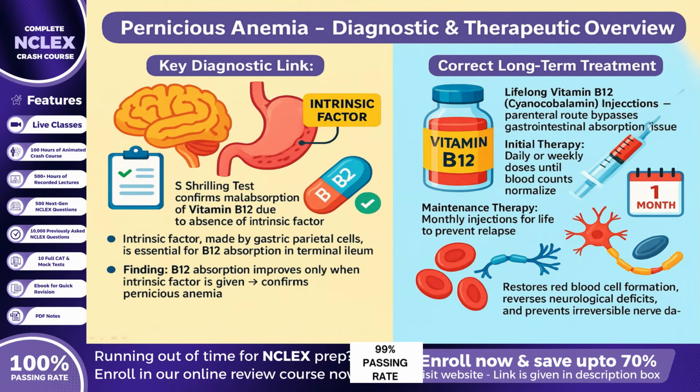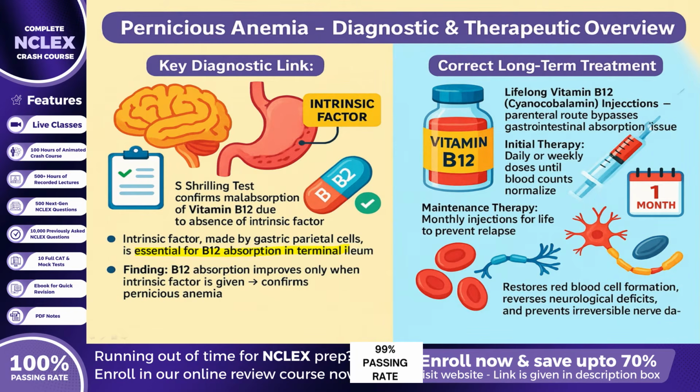Pernicious anemia is a type of megaloblastic anemia caused by the body's inability to absorb vitamin B12 from the gastrointestinal tract due to a deficiency of intrinsic factor. This intrinsic factor, produced by gastric parietal cells, binds to vitamin B12 and allows its absorption in the terminal ileum. The Schilling test helps confirm this condition by demonstrating poor absorption of radioactive vitamin B12 that improves only when intrinsic factor is provided. Therefore, since the root cause is malabsorption rather than dietary deficiency, oral supplements are ineffective.